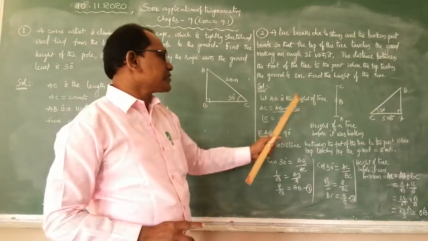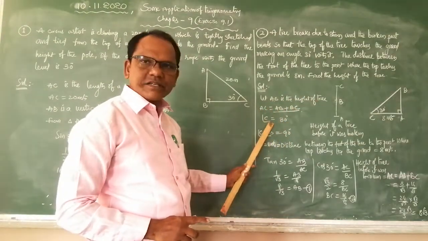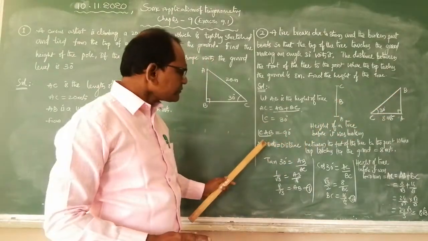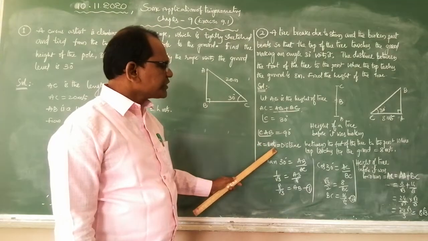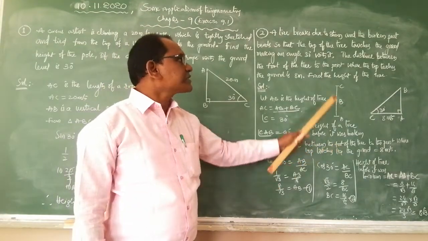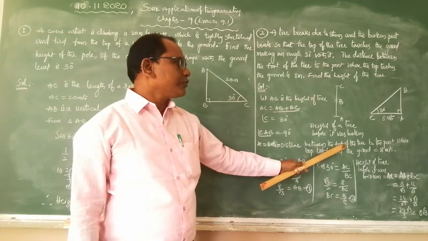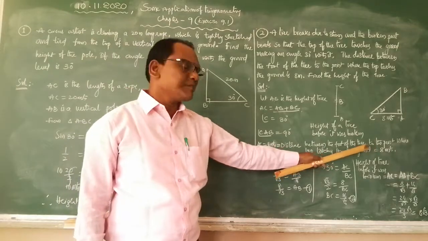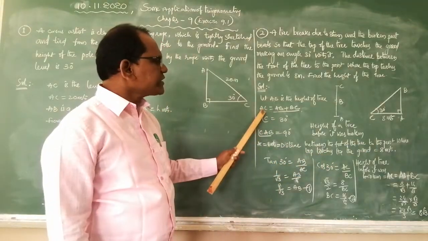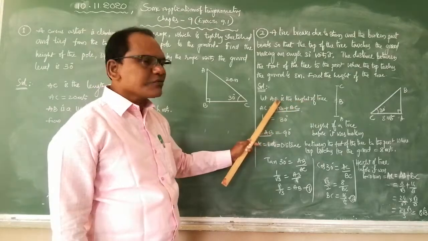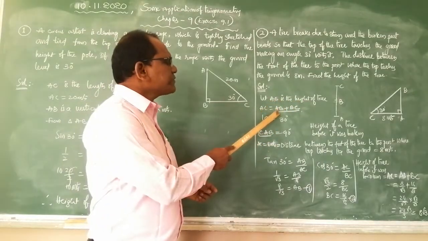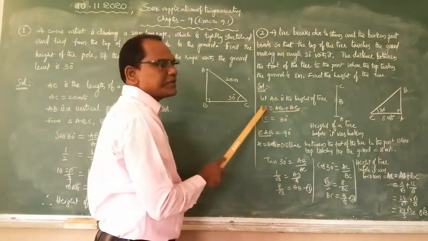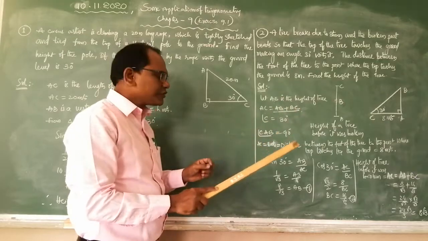Here AC is the distance, and the height of the tree is AB plus BC. Angle C equals 30 degrees and angle CAB equals 90 degrees. Therefore AC equals 8 meters, the distance between the foot of the tree and the point where the top touches the ground. To find the height of the tree, from this diagram we have to find AB plus BC, the sum of these two.